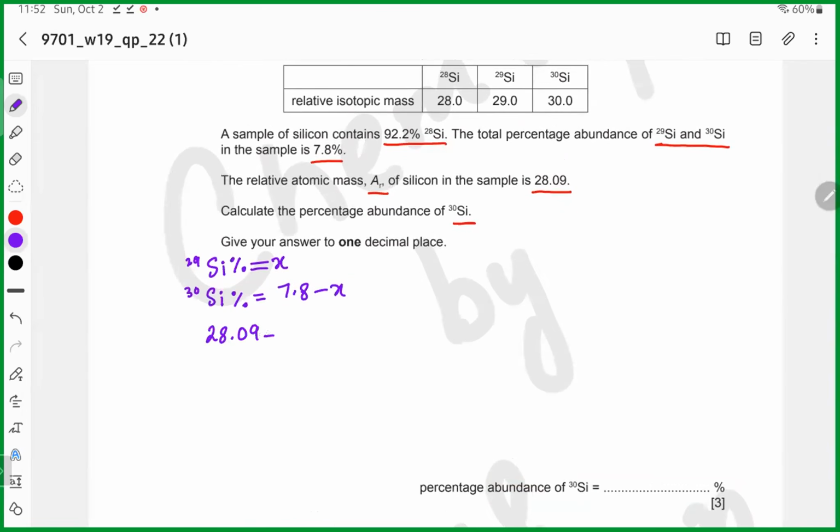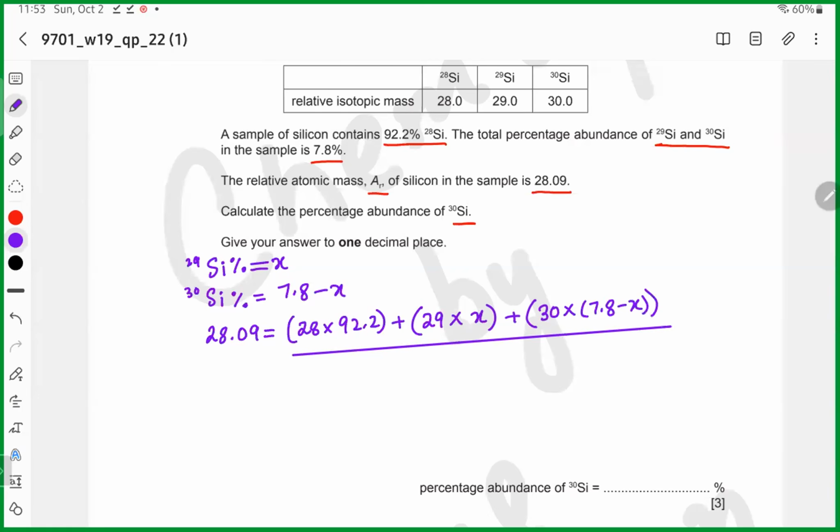28.09 is equal to the isotopic mass of silicon 28, which is 28, times its percentage abundance, which is 92.2%, plus the isotopic mass of the second isotope, that is 29, and its percentage abundance is x, then the isotopic mass of the third isotope, that is 30, times its percentage abundance, which is 7.8 minus x, and divided by 100. ये बात क्लियर है सबको? ये मैंने एक्सप्रेशन बनाई है, अगर इसमें किसी को कोई कंफ्यूजन है तो प्लीज पूछ लें। ये क्लियर है इक्वेशन सबको?